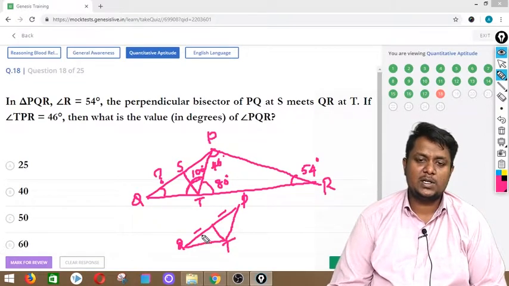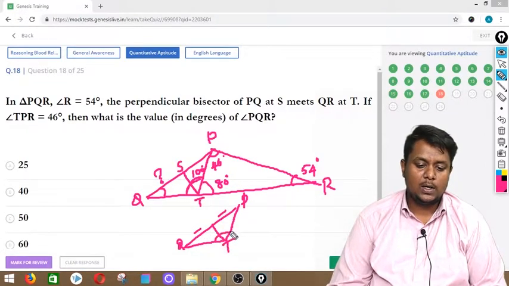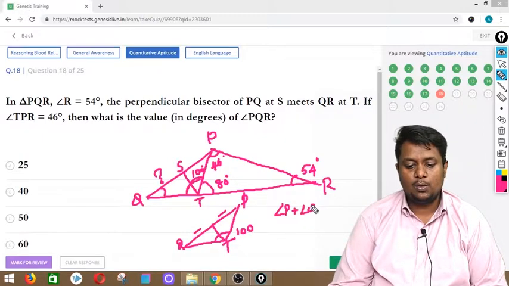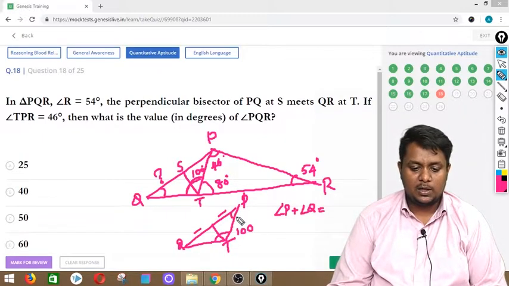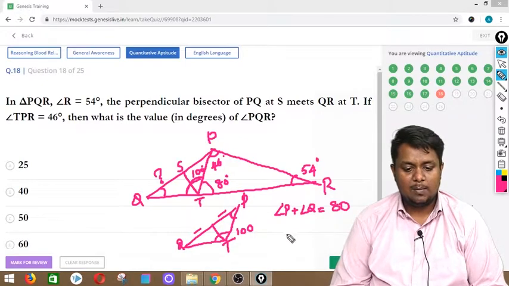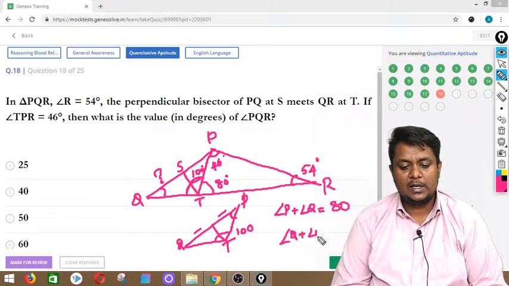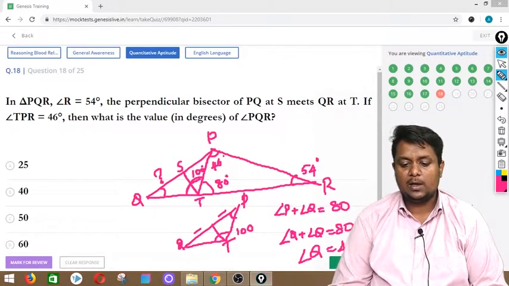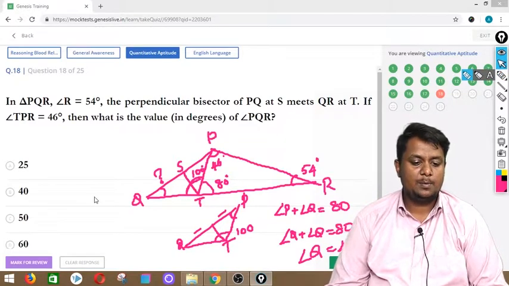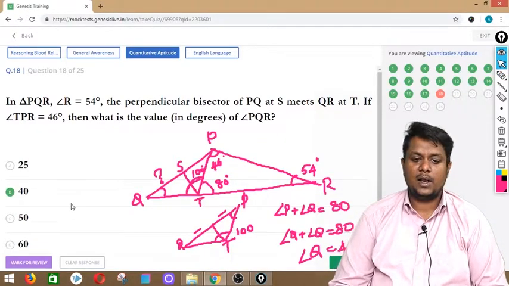We know that in an isosceles triangle, two angles are equal. So this angle is 100 degrees, and the other two angles together should be 80 degrees. Angle P plus angle Q should be 80 degrees, and angle P and angle Q are the same, so we can consider it as angle Q plus angle Q is equal to 80, which gives angle Q is equal to 40 degrees. We have to mark the option that says 40, that is option B. So option B is the right answer.